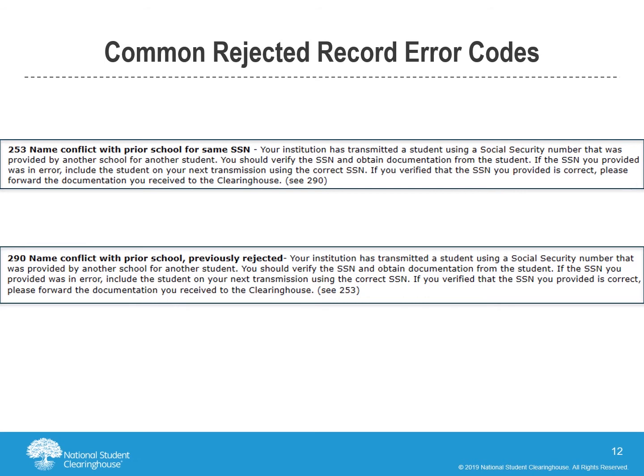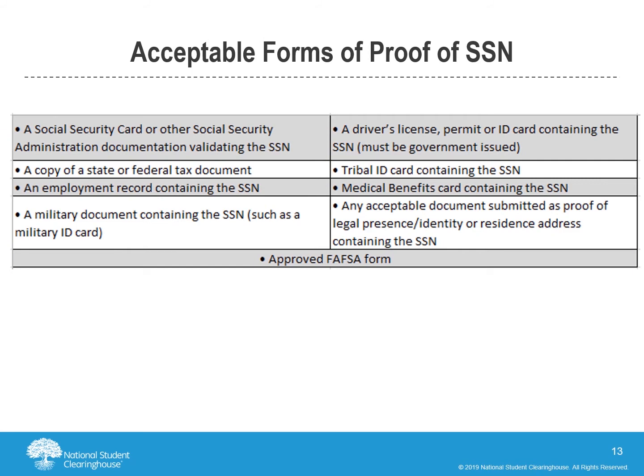When you see that a student has been rejected with a 253 or 290, you'll want to confirm that the Social Security number present on the student's record does in fact belong to the student. Typically, the error is a result of a typographical error such as a mistyped digit or a form being filled out incorrectly. We ask that you confirm the Social Security number using one of our acceptable forms of proof of SSN seen here.